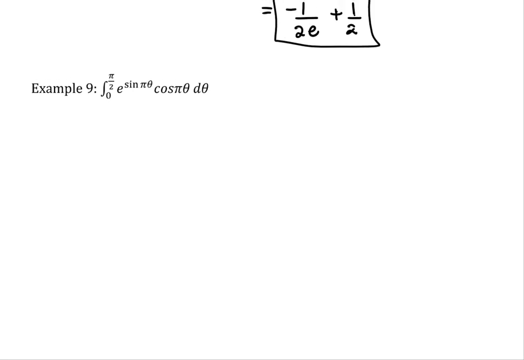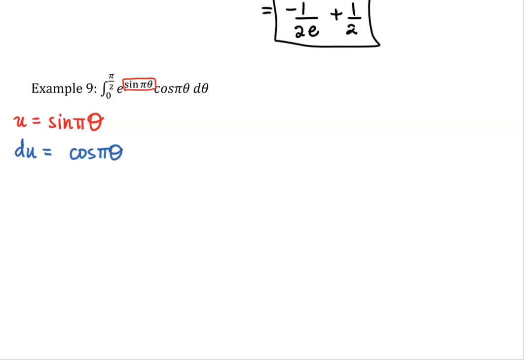Example 9, we're going to start off the same way we did in example 8. We let u be everything that is in the exponent of e. So our u is equal to sine of pi theta. Then we will come in and take du, the derivative of sine pi theta. We will have to use the chain rule here. The derivative of sine is cosine. So we have cosine pi theta.